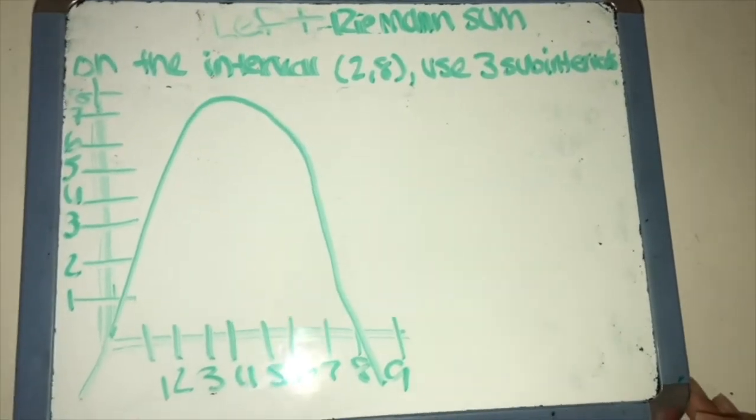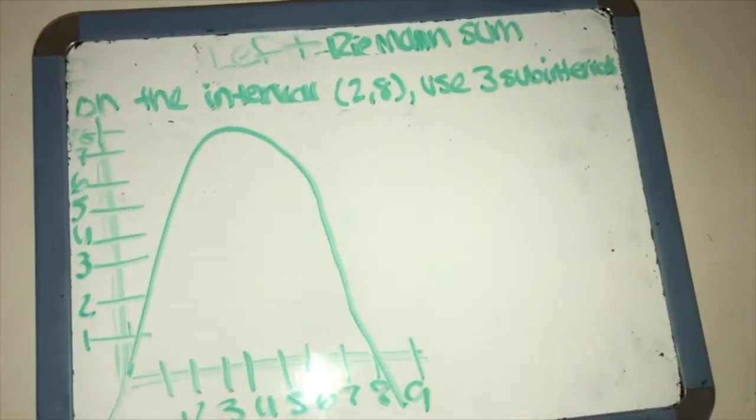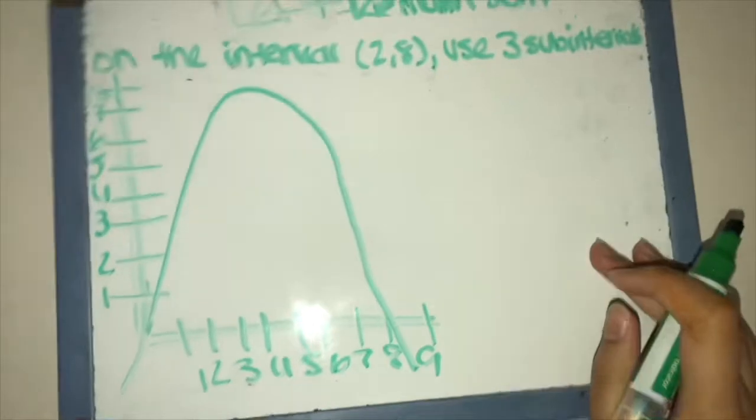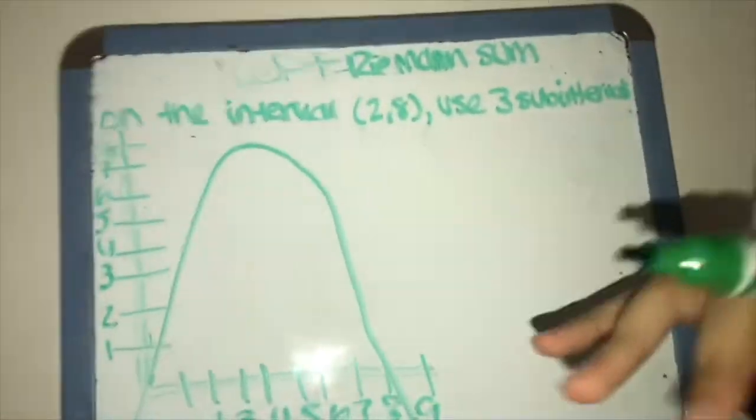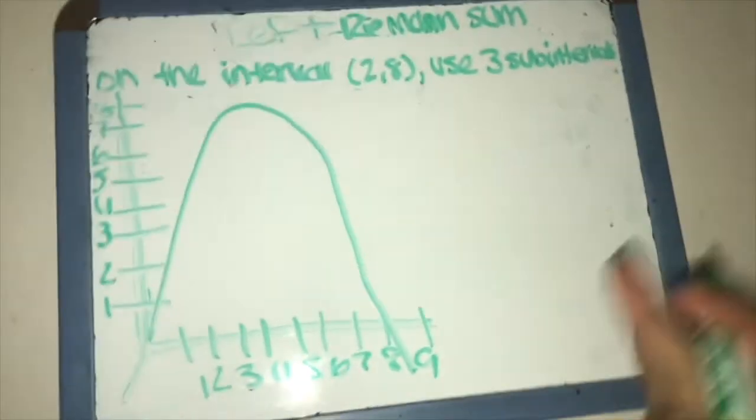Hey guys, so this is the graphic portion of the GNAW problem, and we will be talking about the left Riemann sum. Okay, so the left Riemann sum consists of basically intervals that we have to graph, or not graph, but make blocks and find the area of that graph. So that's what we're going to do in this problem.